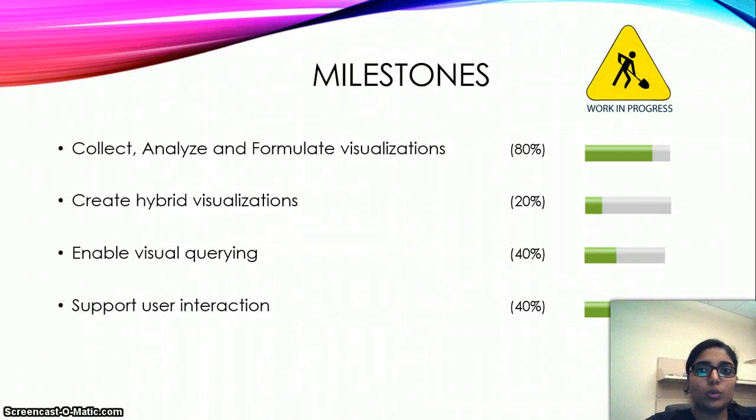Finally, in terms of milestones, we have collected, analyzed, and formulated visualizations. Of course, about 80% of the work has been done, and we are refining the analysis of the visualization techniques. In terms of creating hybrid visualizations, we are figuring out properties to decide which two visualizations to merge so that the data can be effective, efficient, and you can make business decisions based on that.